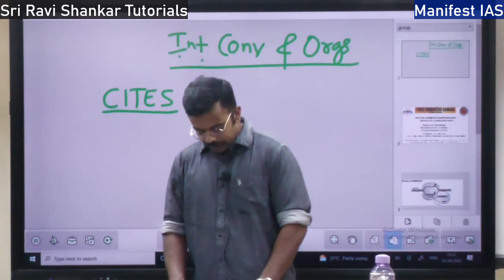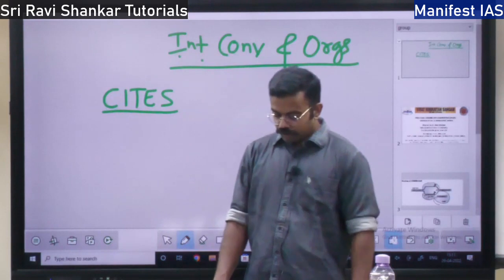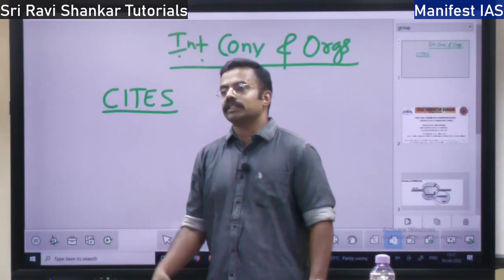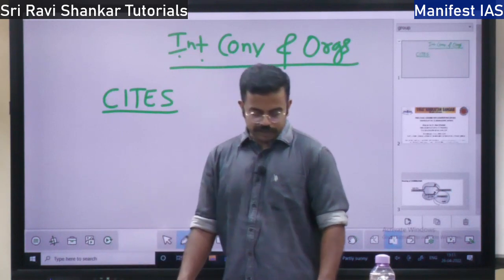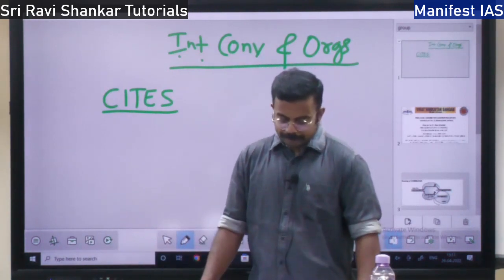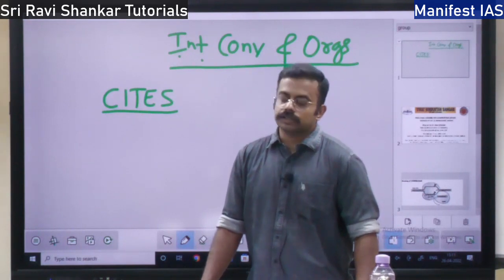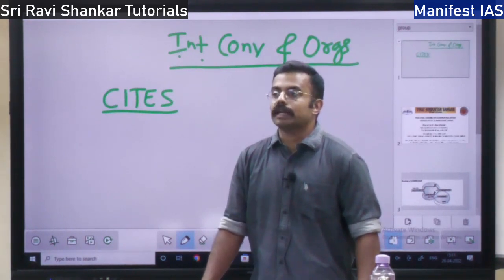The example is turtles, walruses. So turtles are in oceans. Which country do they belong to? They will be roaming around, right? So all the countries have to protect it. So then this convention also has a COP.